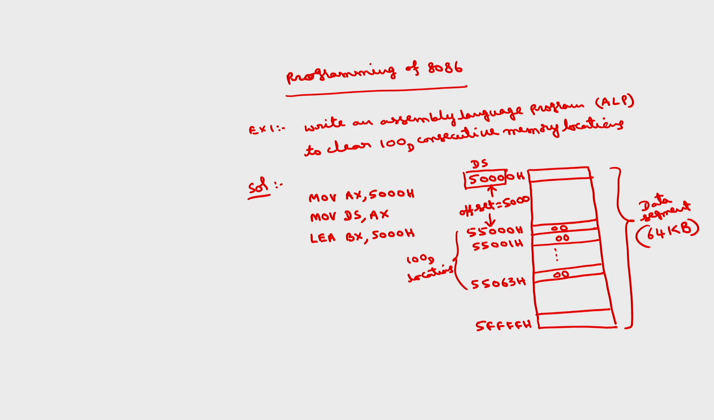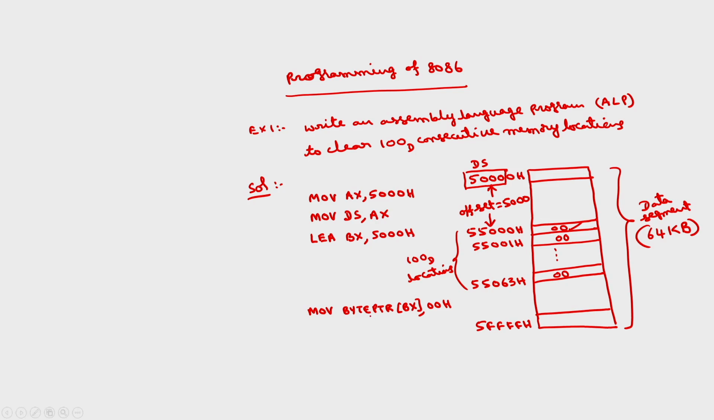From this location onwards, a total of 100 locations I want to clear. Move byte PTR, I will explain what byte PTR is, [BX], 00H. What happens is this 00 will be transferred to the memory location whose effective address is present in BX, which means this 00 will be placed onto this location.